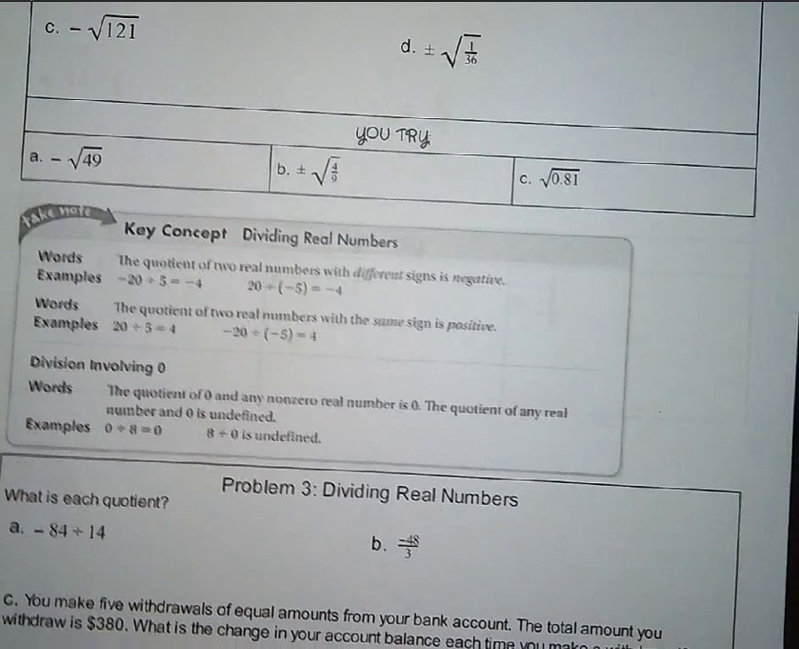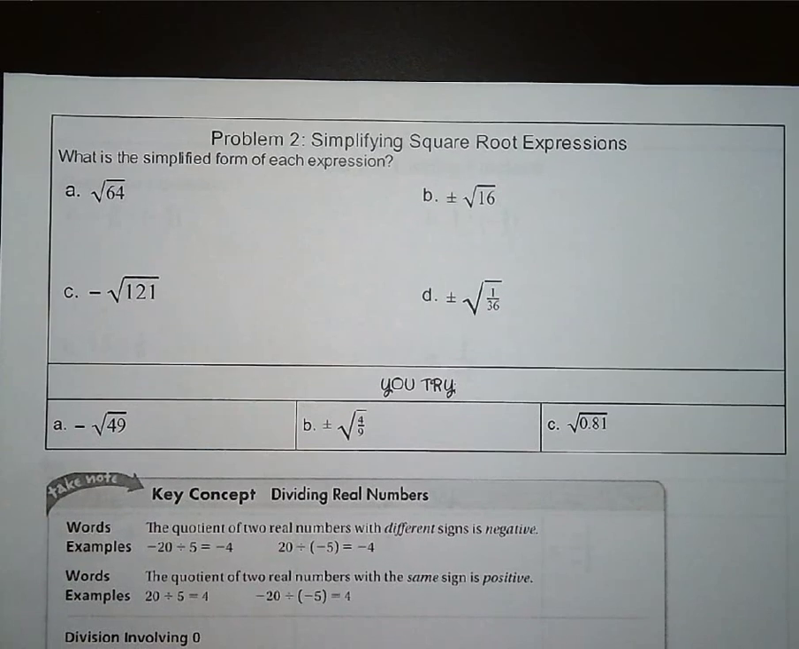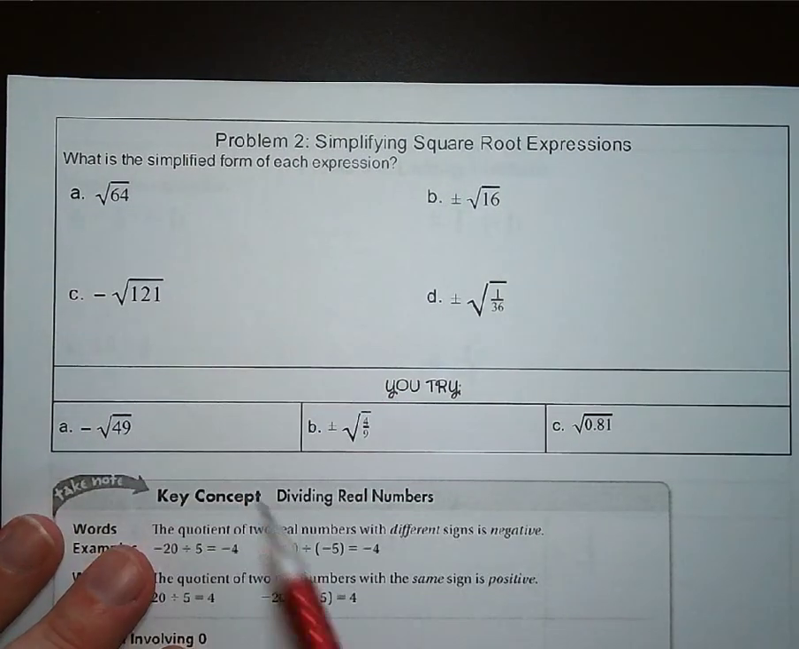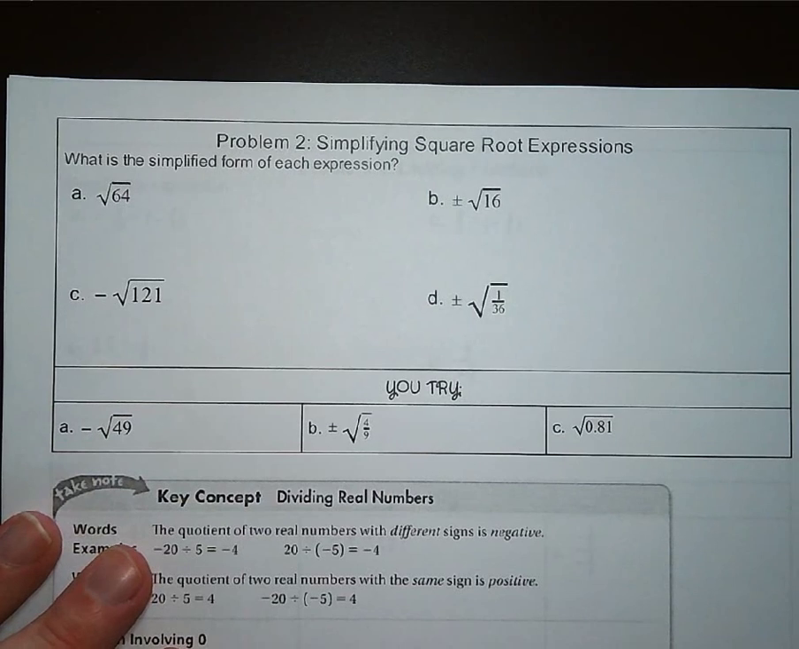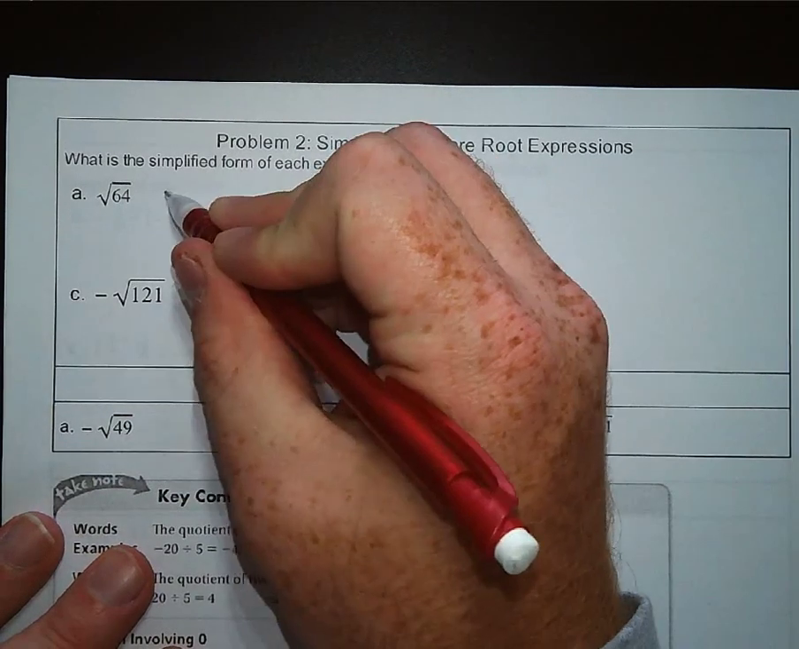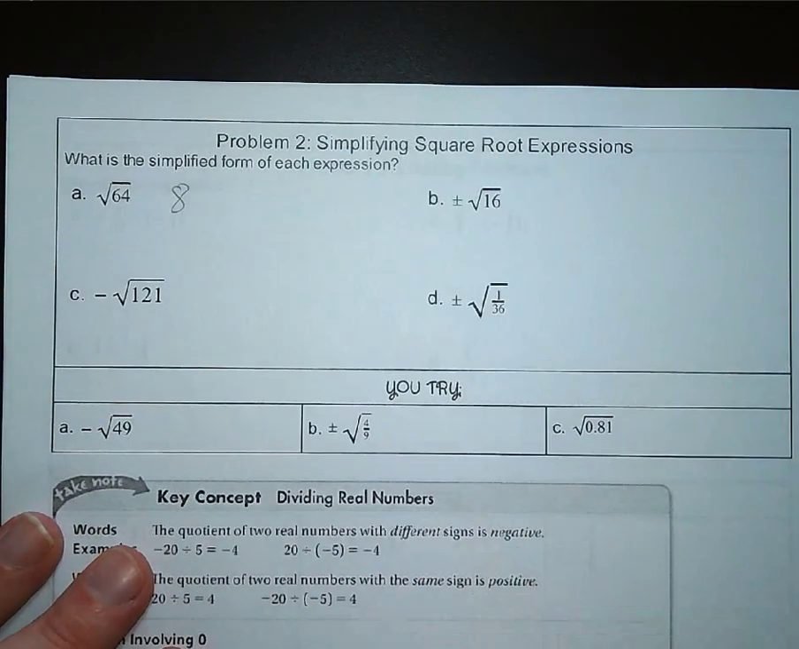All right. Problem number 2, simplifying square root expressions. Odd place to have it, but that's where they put it in the book. We want to know what is the simplified form of each expression. So for the square root of 64, what number times itself equals 64? That's going to be 8.